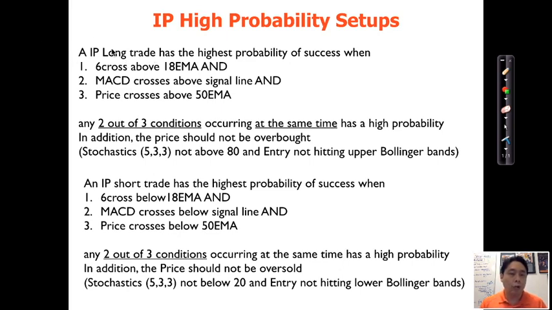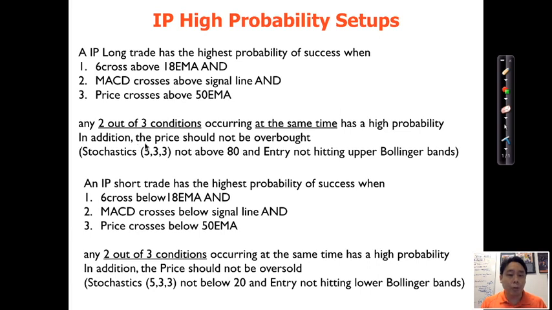For a long trade, it has the highest probability of success when 3 things happen on the same day. All right, what are the 3 things? Number 1, the 6 EMA crosses above the 18 EMA, the MACD crosses above the signal line, and the price crosses above the 50 moving average. So again, if 2 out of 3 of these conditions occur at that same time, which means on that same day, now I'll give a 1-day buffer, but more or less should be on the same day, then this impulse trade has a high probability of success.